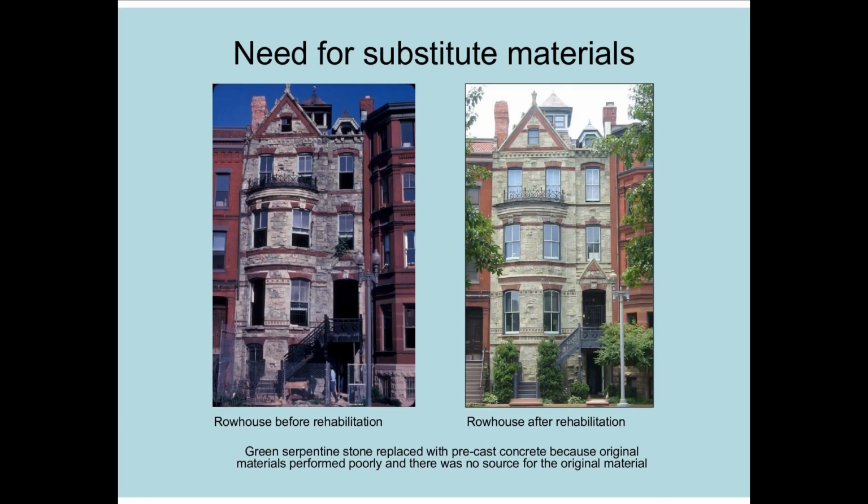The replacement material needed to closely match the historic stone in size, shape, dimension, texture, and color in order to preserve the historic character of the facade. An alternative stone, such as limestone, could have been cut to match some of the visual characteristics of serpentine, but it could not duplicate its distinctive green coloring.